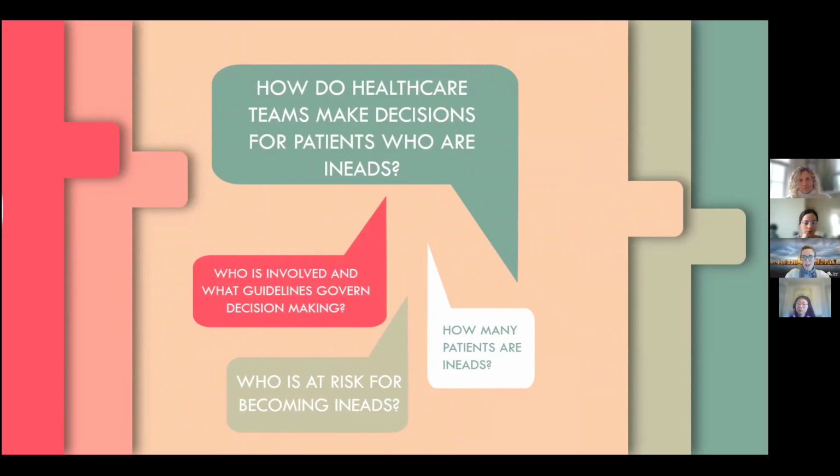So a few questions come to mind about these patients: how do healthcare teams actually make decisions for patients who are INEADS? Who is involved in the decision-making process, and what guidelines govern it? Are there any policies, either at the institutional level or at the state government or federal level, that assist providers with making decisions for these patients? Who is at risk for becoming INEADS? We know that maybe patients currently have decisional capacity, but should they lose it and end up in the hospital, they might not have advanced directives or surrogates. So who is this patient population who might end up in this situation? And lastly, like I mentioned, the prevalence: how many patients are INEADS? We really have not a clue based on the literature. I shouldn't say we have not a clue. We have very few clues based on what's available in the literature.